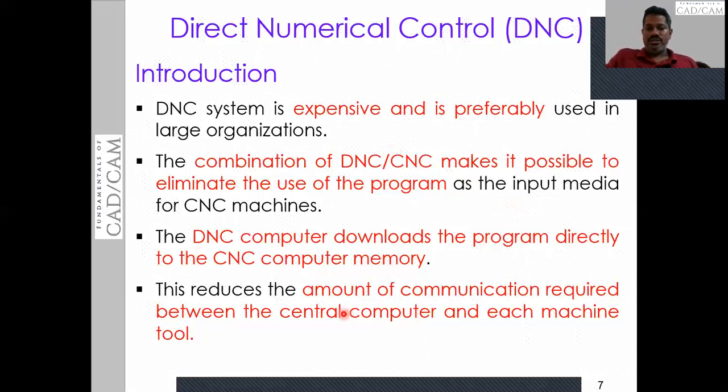Then it also reduces the amount of communication required between the central computer and each machine tool. While the NC machine tool is performing the work, every time the machine tool needs to get the data from the host computer where all the programs are stored, it gives us redundancy of data. This is also one drawback, as I said just now. To avoid that, all the machine tools must have some mini computer to get the program. Initially, this mini computer gets the program from the central computer and stores it in a buffer from where the machine tool is going to access it. In that way, you can reduce the communication between the host computer and the machine.